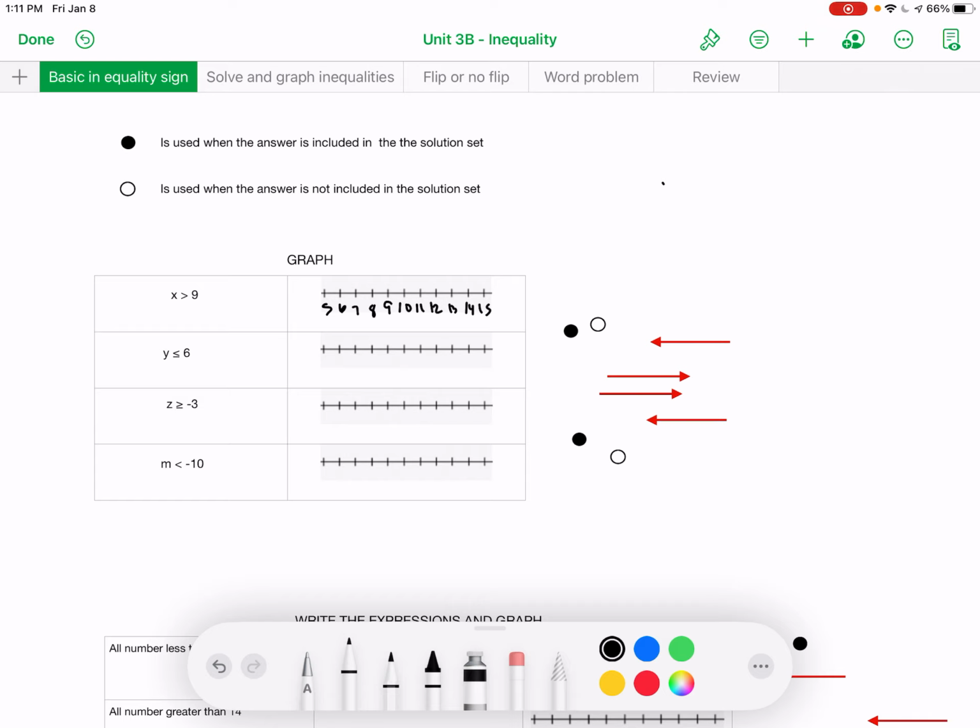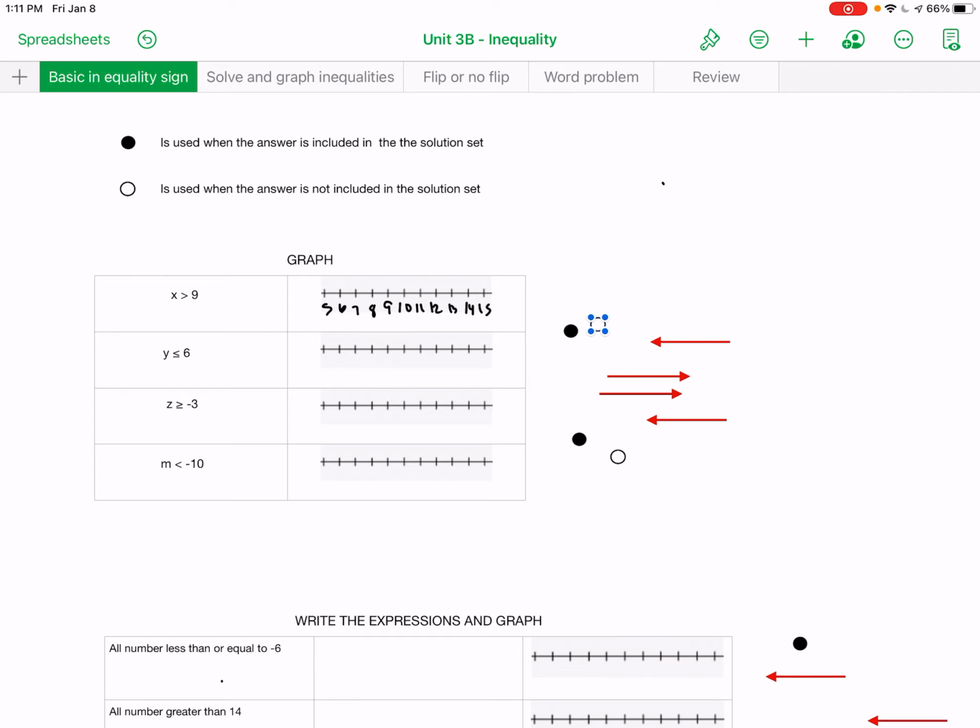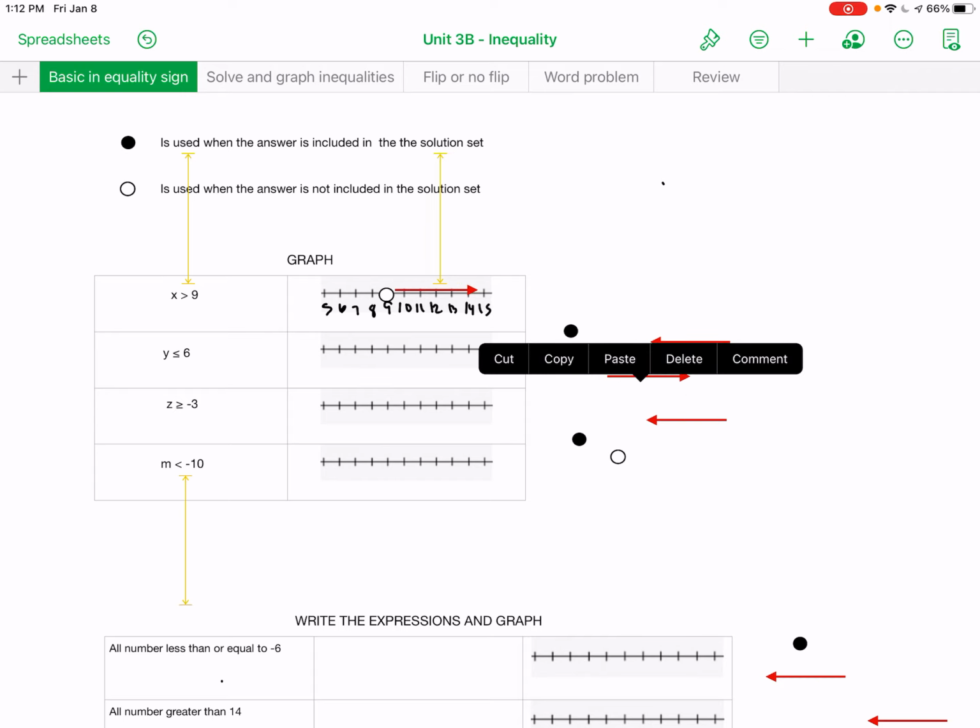Well, so I'm going to circle 9, but I'm not going to shade it in because it's saying that it is not included. So I'm going to drag my open circle over to 9 and put it on 9. And now if I look at it, X is greater than is going to the right. I'm going to grab one of my arrows, and I have just solved X is greater than 9.